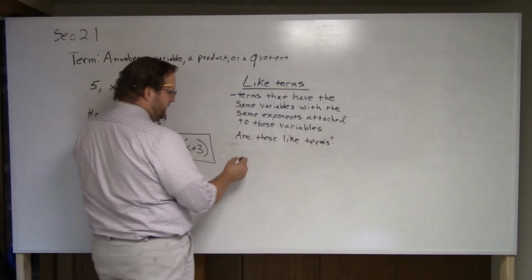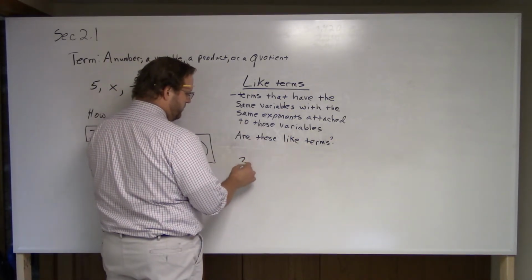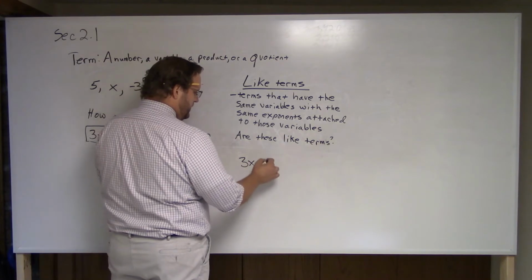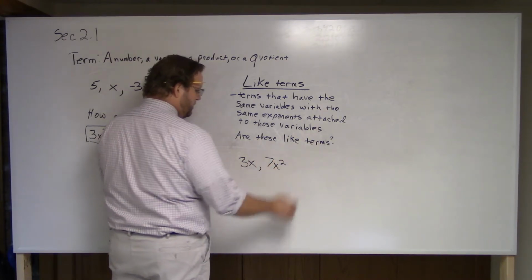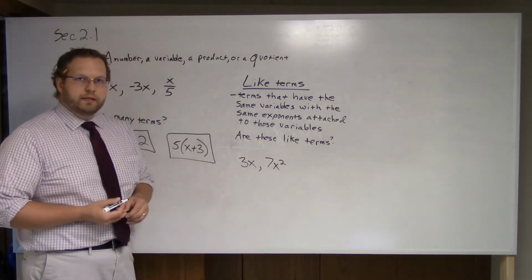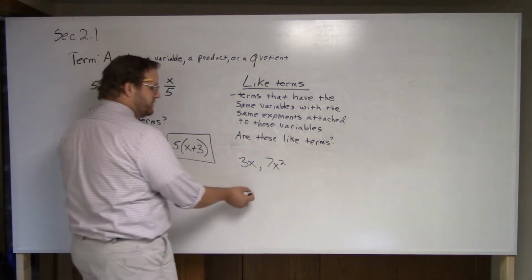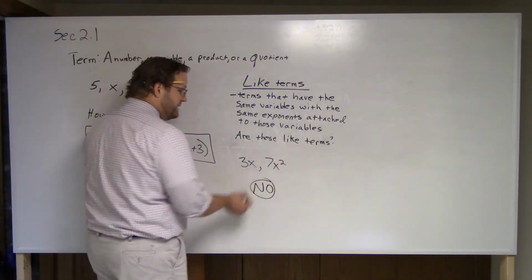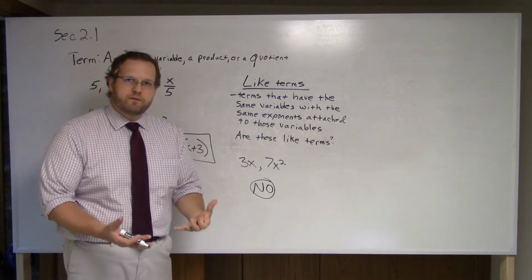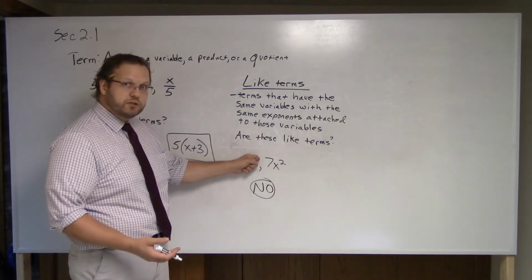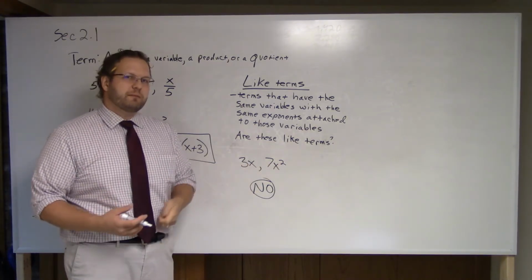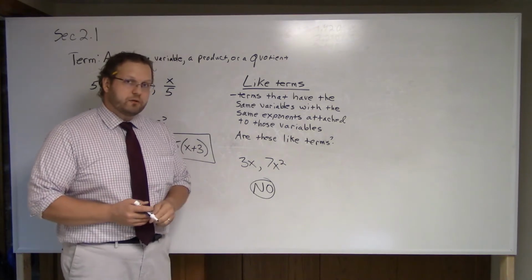Okay, I'll give you something like this. How about 3x and 7x squared? Okay, in this case, the answer is no. The reason being, they both have an x, they both have the same variable, but this is an x to the first, this is an x squared. They don't have the same exponent. So those are not like terms.